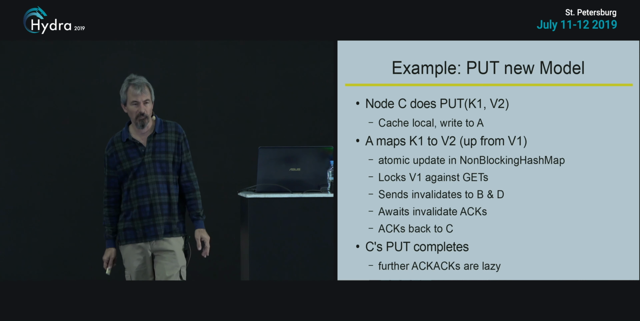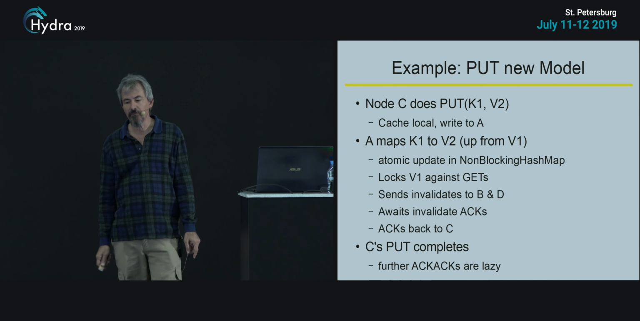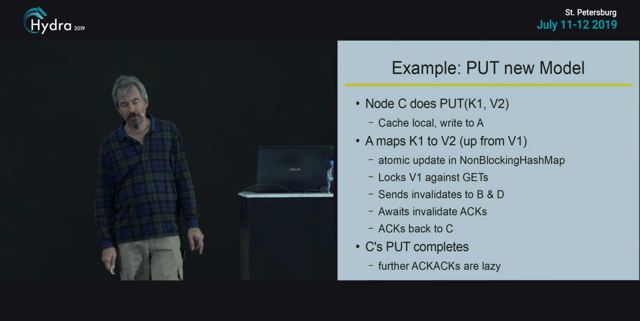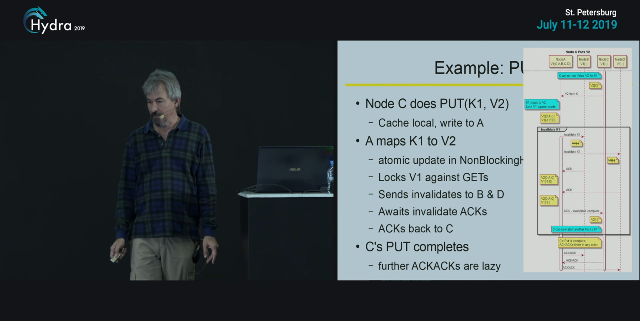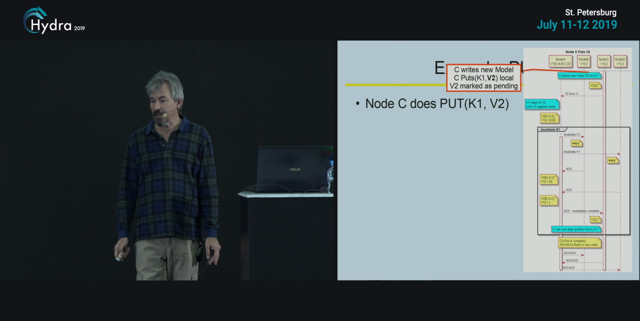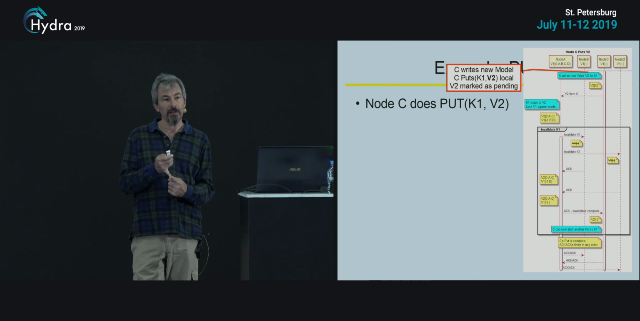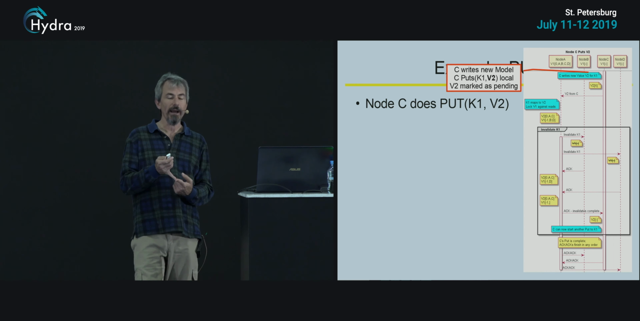So node C is going to do a put. He's going to cache it locally, he's going to write to A, do some update from version 1 to version 2, lock it against other gets and start sending out invalidates, and we're going to run through the eye chart again. So here's the eye chart. C writes the new model. Hey, I got something new. He does a put into his local cache. He updates it. He marks it as pending. So here is a write I have written.